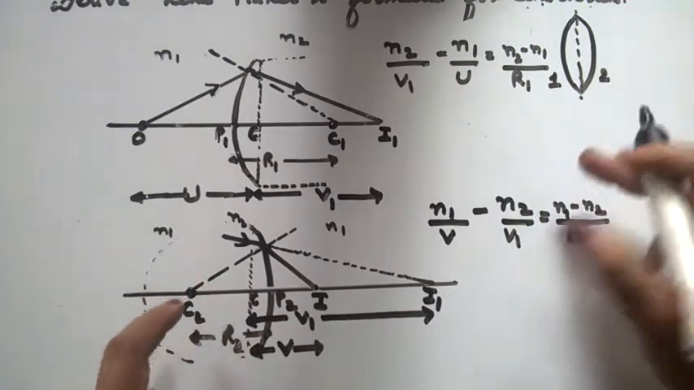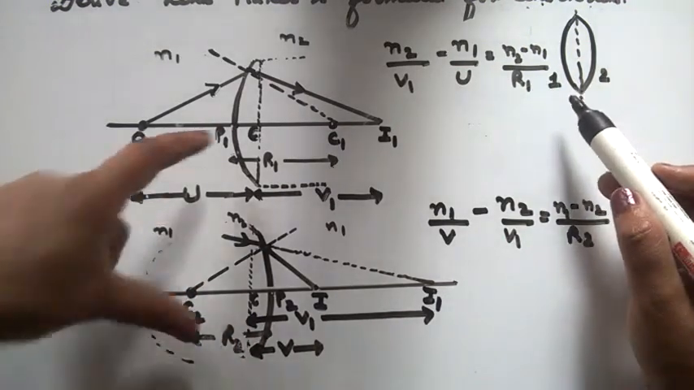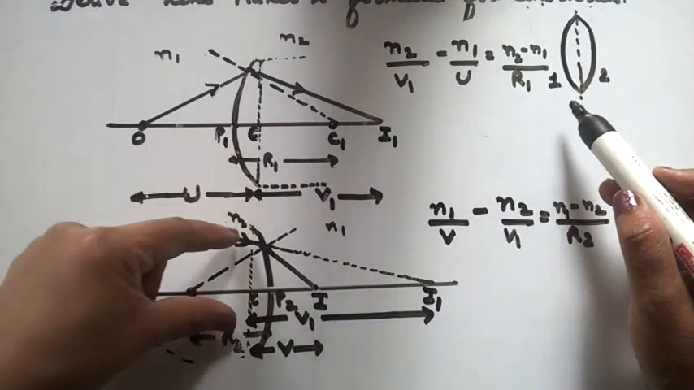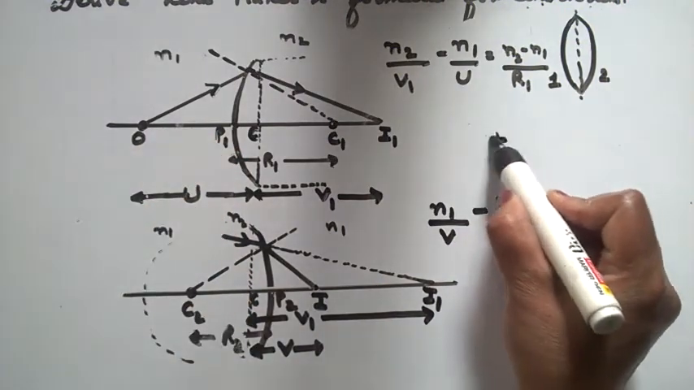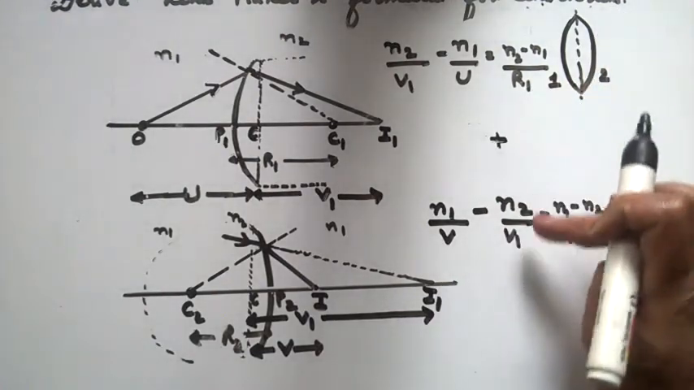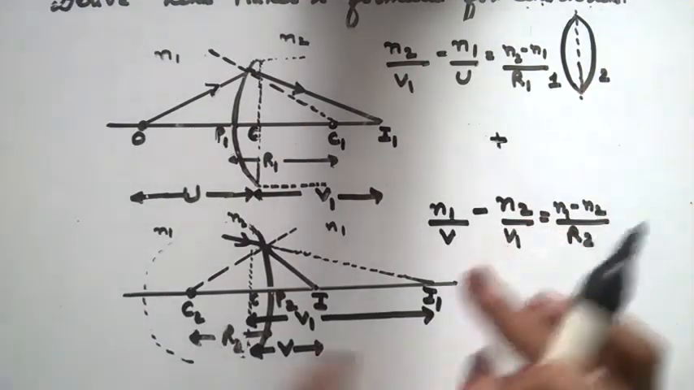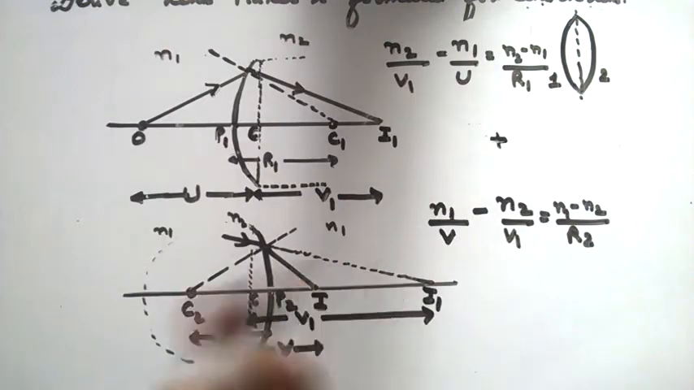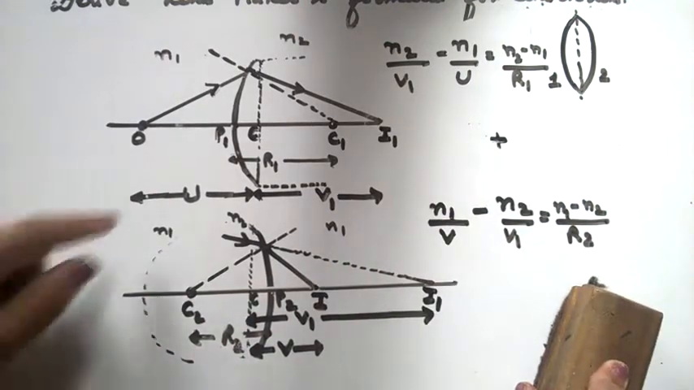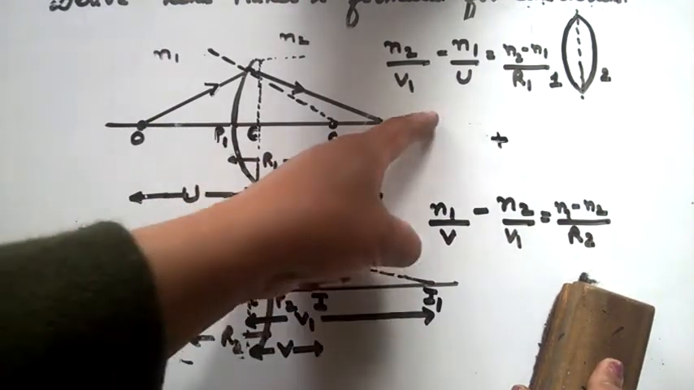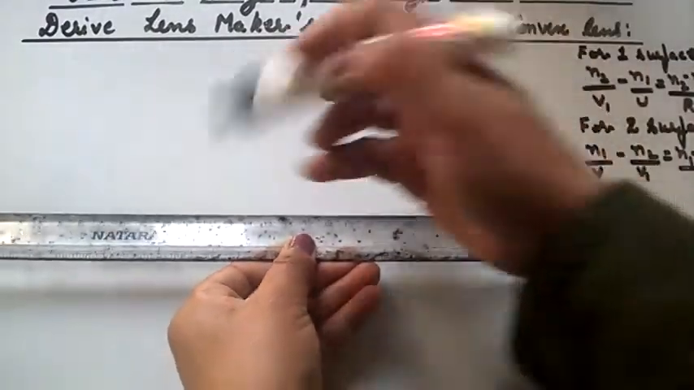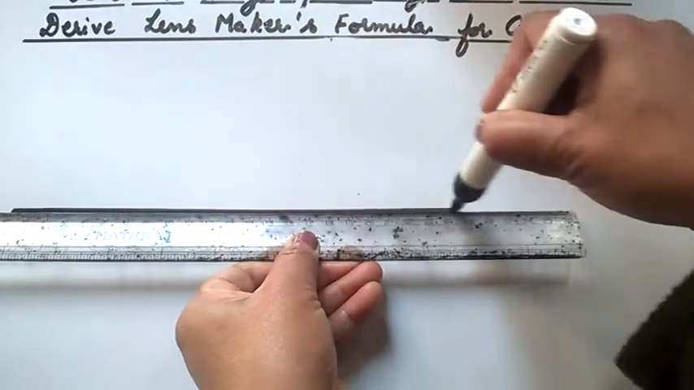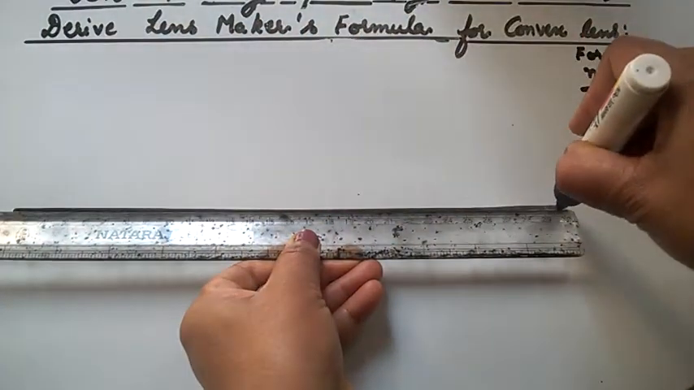Now, as the convex lens is the combination of these two refracting surfaces, when we combine them, first we have to add these two equations, then we get a combined ray diagram. So let's draw a combined ray diagram as well as add these two equations. For diagram clarity, let's draw a thicker convex lens.